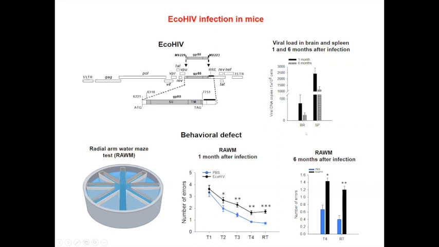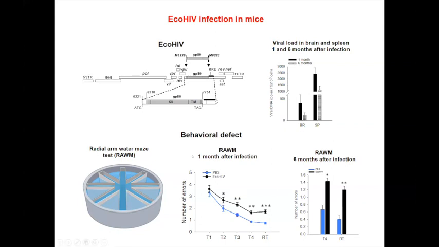One of the characteristics of this virus is that it produces a behavioral defect in the infected mice, usually around 1 month after infection. You can assess this behavioral defect by different behavioral tests. One of the ones that we use most in our lab is called the radial arm water maze test, that you can see here as an example. It's a maze that is covered with opaque water, and we put a hidden platform in one of the arms, and the mice have to find it.